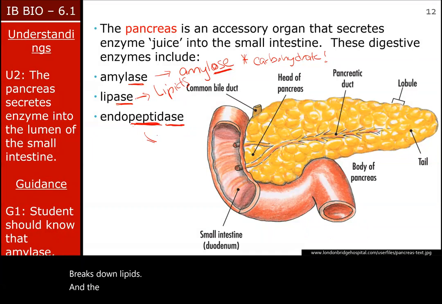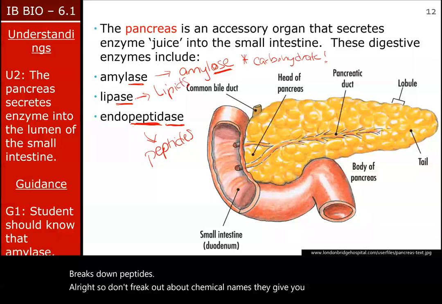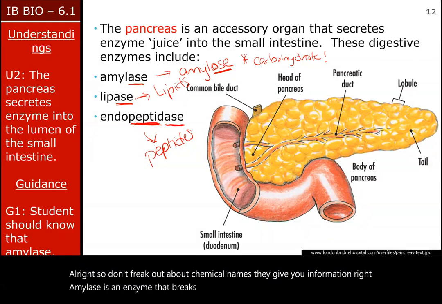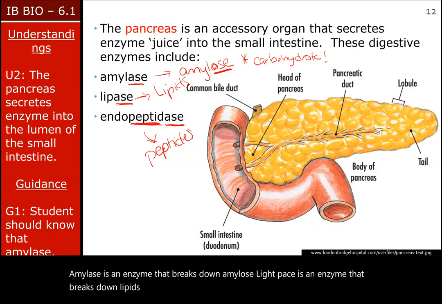Endopeptidase breaks down peptides, right? So don't freak out about chemical names. They give you information, right? So amylase is an enzyme that breaks down amylose. Lipase is an enzyme that breaks down lipids. Endopeptidase is an enzyme that breaks down peptides. These are all produced in the pancreas.